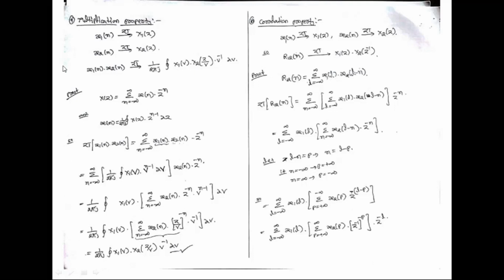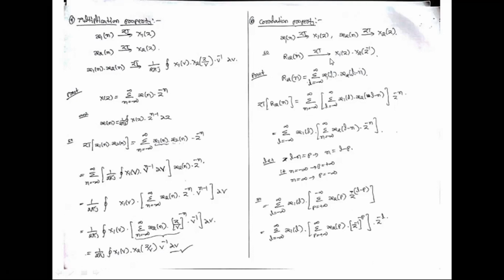This is a somewhat different property, my dear students. Multiplication property: x1 and x2 gives 1 by 2 pi j, the integral x1 of v, x2 of z by v, v inverse dv. Check this using the transformation definition, and also x of n as 1 by 2 pi j, the integral x of z, z power n minus 1 dz. Using this formula of x of n, substitute and simplify to get 1 by 2 pi j, the integral x1 of v, x2 of z by v, v inverse dv. Got it, my dear students?